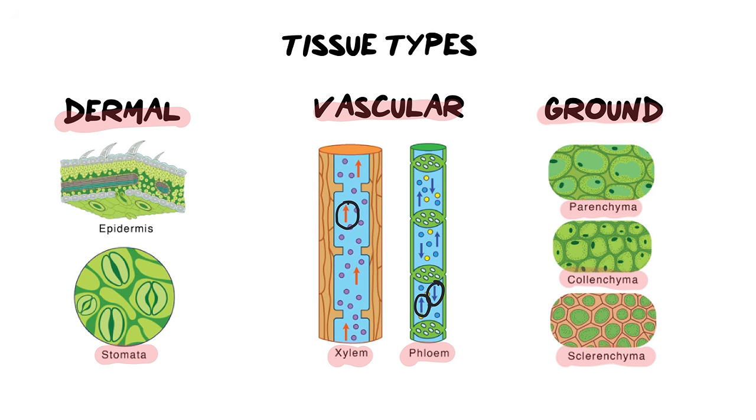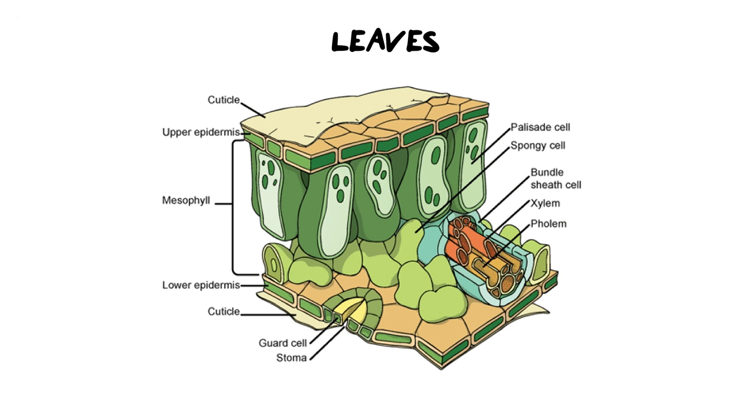In other words, for every plant organ, you must know the dermal tissue that is present, the vascular tissue that is present, and the ground tissue that is present. And it varies from organ to organ. So let's begin with our first organ of a plant, which is, of course, a leaf or leaves.